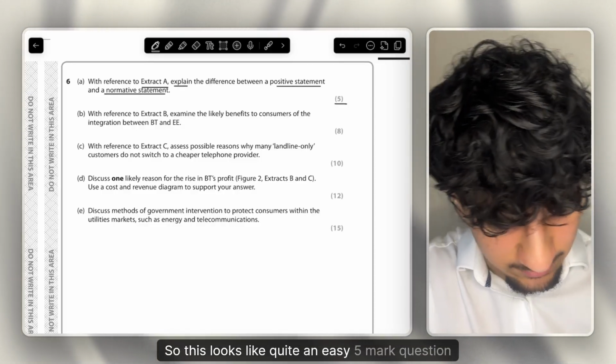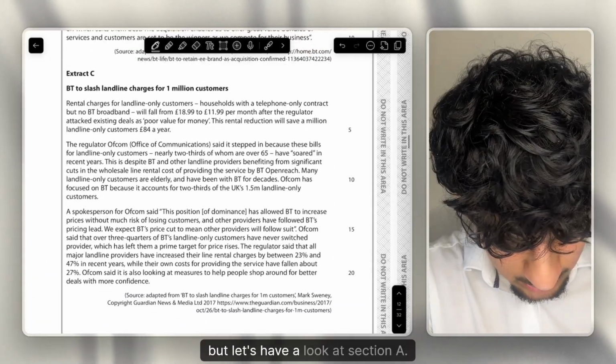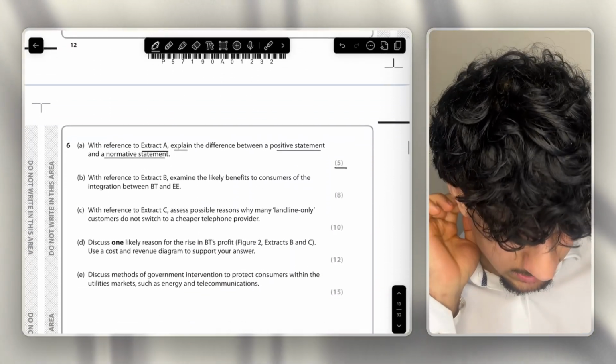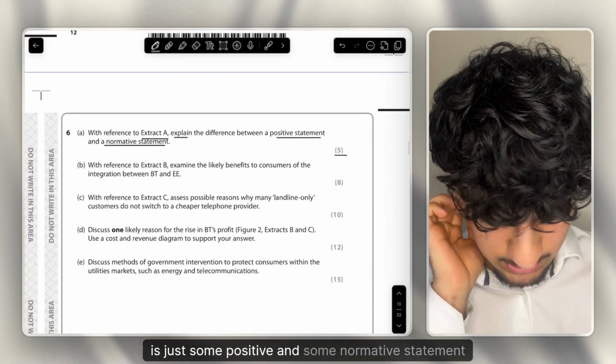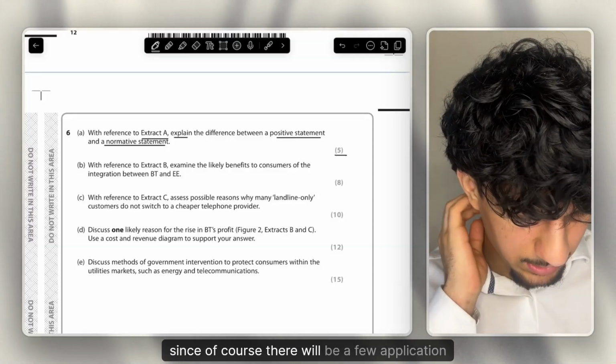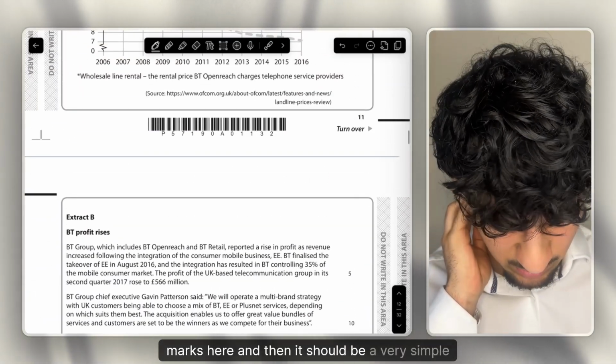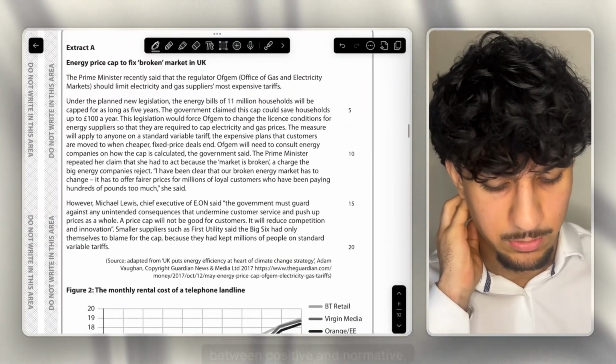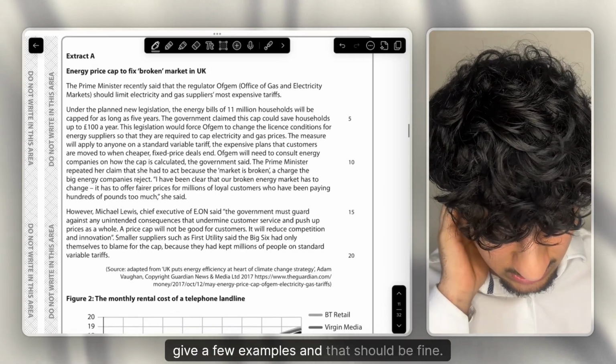So this looks like quite an easy 5-mark question, but let's have a look at section A. What I'm looking for in section A is just some positive and some normative statements, since of course there will be a few application marks here, and then it should be a very simple question where you just explain the differences between positive and normative, give a few examples, and that should be fine.